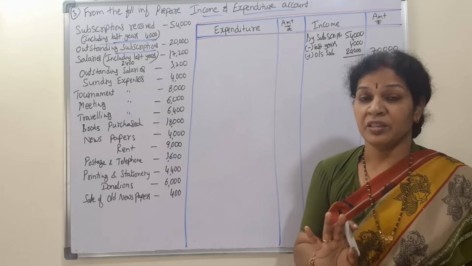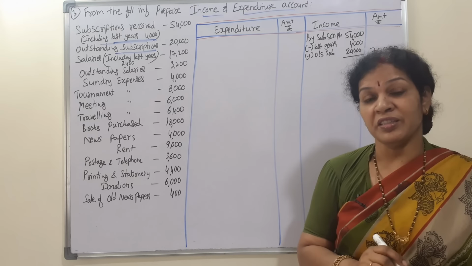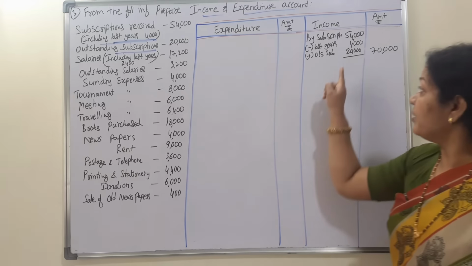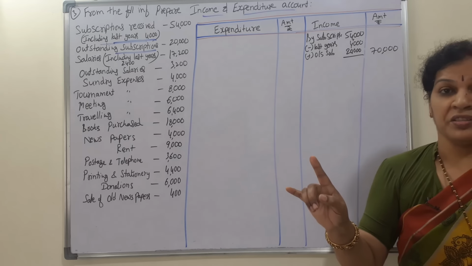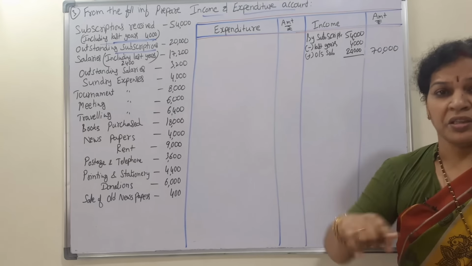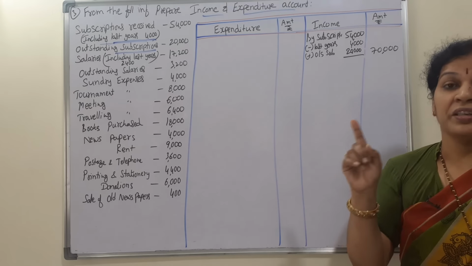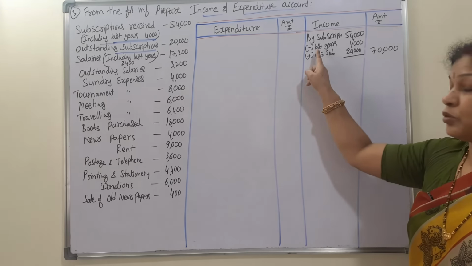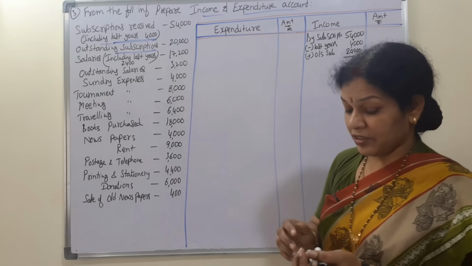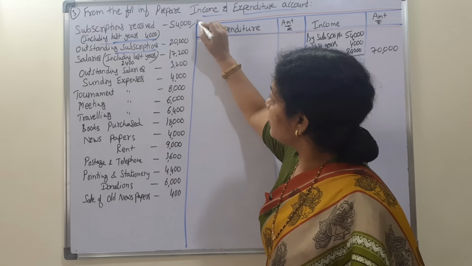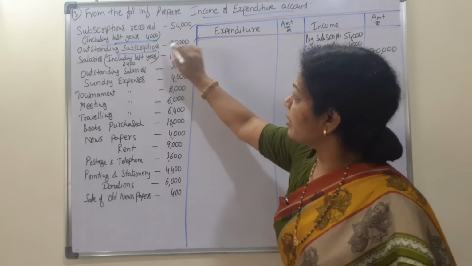Am I clear? For subscriptions, always take this year's receivable added. Last year's amount included, we don't want last year's. We don't want next year's also. That has to be deducted always. So we have deducted the amount in the outer column. So this is over. The first 3 transactions are over.